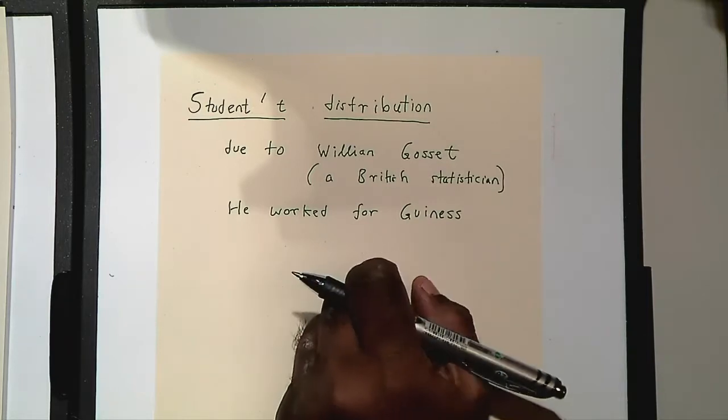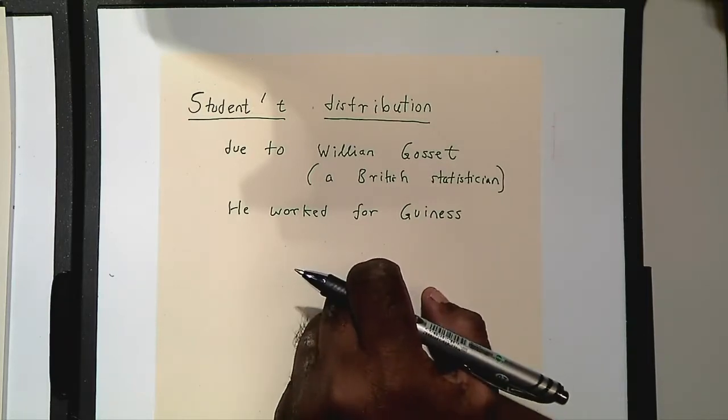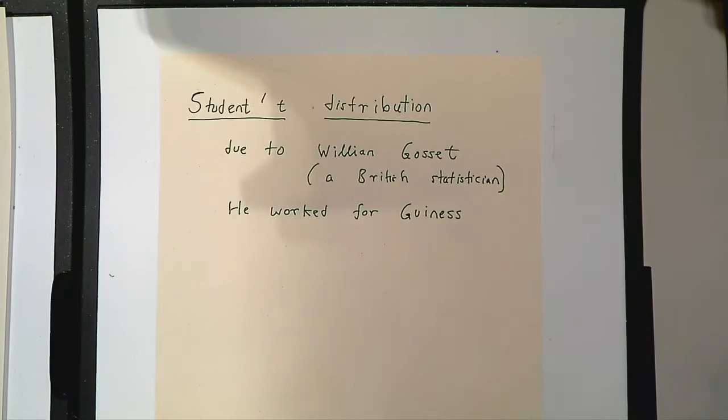He worked for Guinness, the famous Irish beer, and one of the policies of the company was that you're not allowed to put your research in the public domain. In other words, he was not able to publish his findings outside of the company. So he published his findings under a pseudonym, which he called Student. That's why it became known as the Student t-distribution, just so as not to reveal his identity.